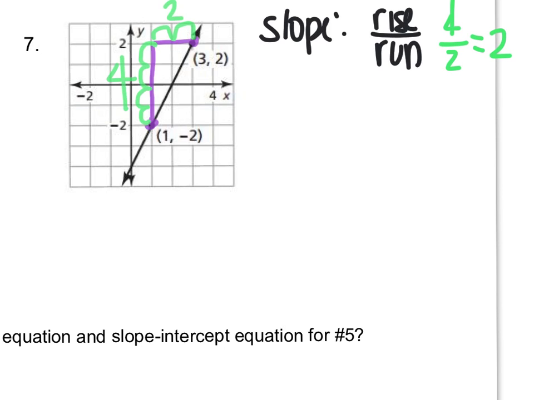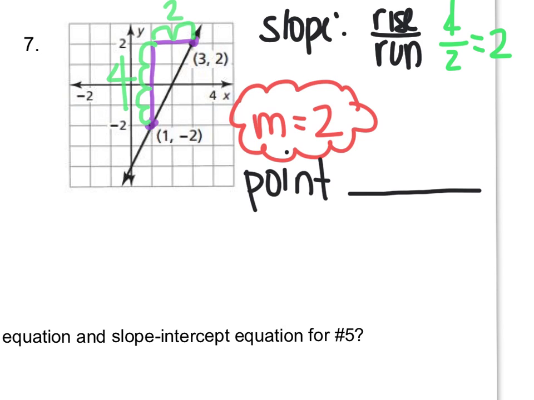So right now, what I know is that m equals 2. So now I need a point to write this in point slope form. So recall they gave me 2 points, (-2, 3) and (3, 2). It doesn't matter which one we pick.